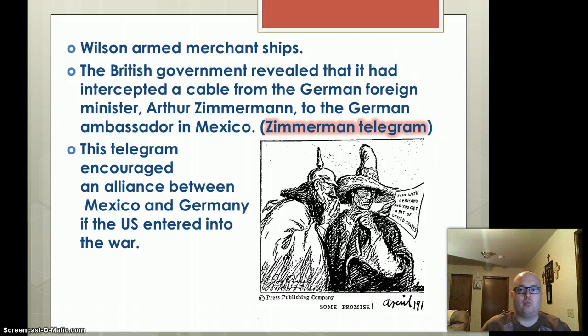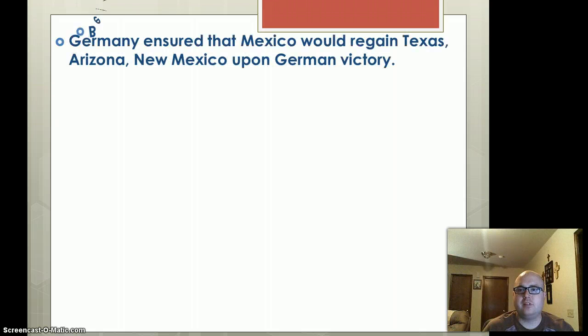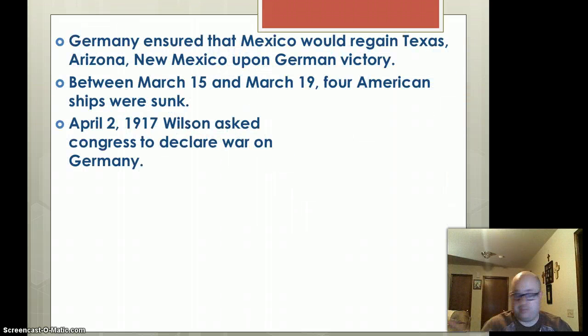And so when we heard this, we said, whoa, wait a minute, we can't have this. Because if Germany wins, then with Mexico, this is going to turn disastrous. We cannot have this. So that's the Zimmerman telegram. Germany ensured that Mexico would get its land back if Germany won. Between March 15th and March 19th, four more ships got sunk.